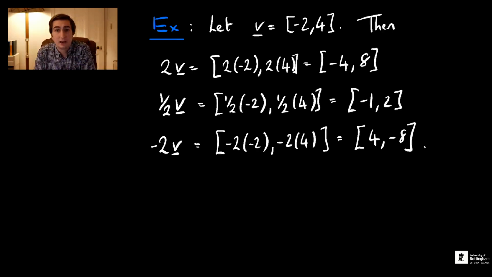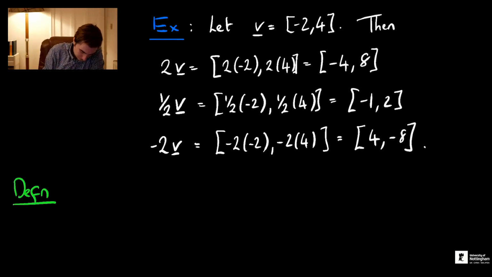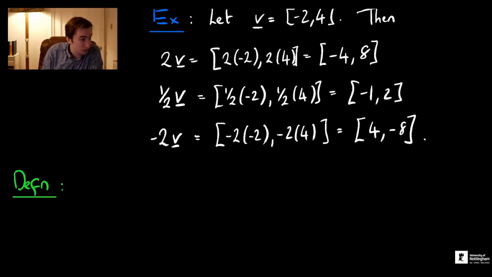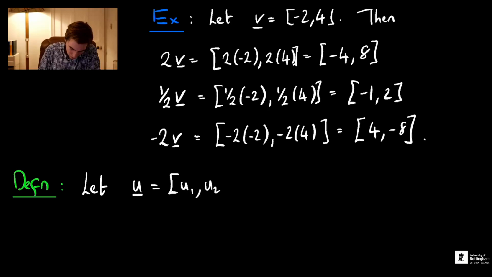Now, if we've discussed vector addition, it would be reasonable to construct a definition of vector subtraction in R2. So that leads us to our next definition, and we can construct vector subtraction just from vector addition and scalar multiplication. And we see that in the following way. So if we define, again, we're now taking two vectors because we want to subtract them, let u equal [u1, u2], and v equal [v1, v2].